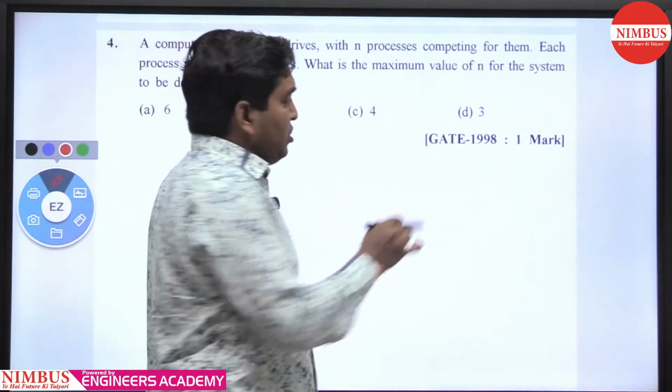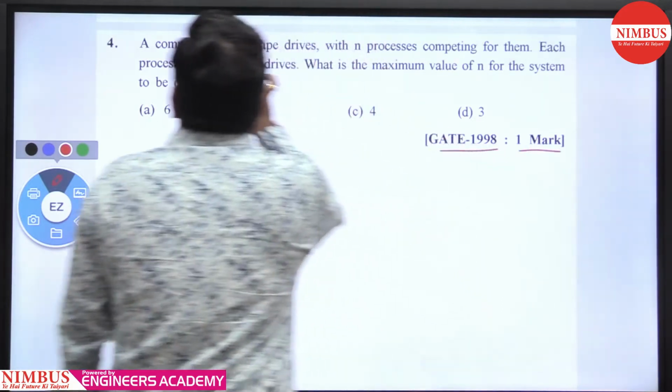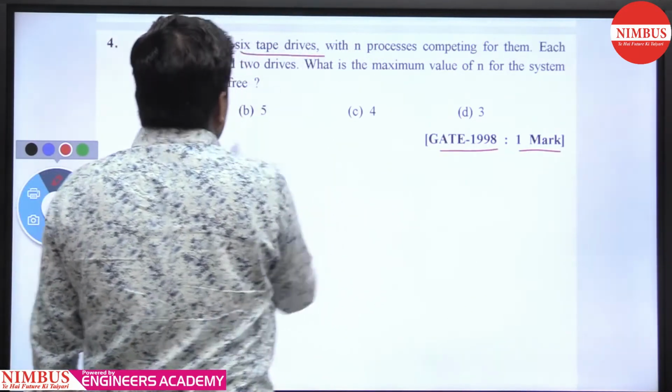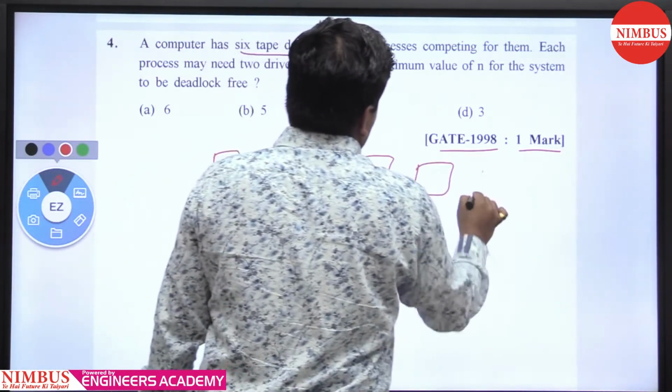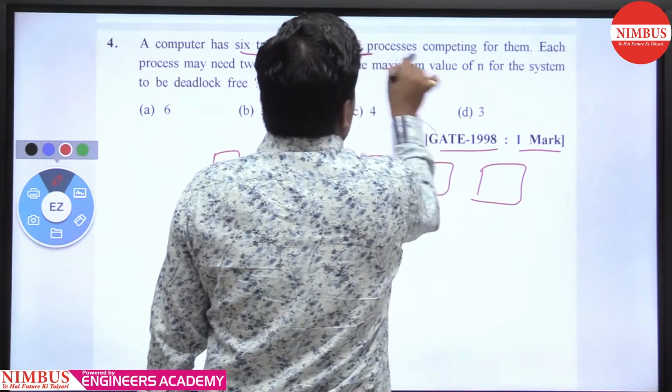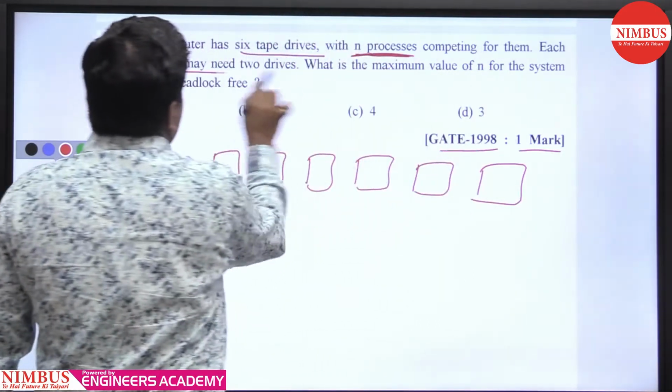Student, this is the question GATE 1998, 1 mark. A computer has 6 tape drives. There are 6 resources of type R and N processes competing for them. Each process may need 2 tape drives.